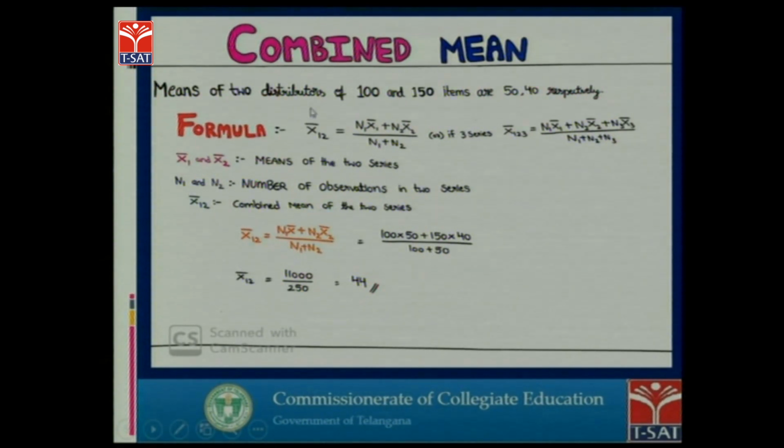Now let us substitute these values in the formula, that is x bar is equal to n1 x bar 1 plus n2 x bar 2 divided by n1 plus n2. N1 is 100, x bar 1 is 50, so n1 into x bar 1 is 100 into 50, plus n2 is 150, 150 into x bar 2 which is 40, divided by n1 plus n2, 100 plus 150. That will give us x bar 1 2 is equal to 11,000 divided by 250 is equal to 44. In this way, we have to calculate combined mean.